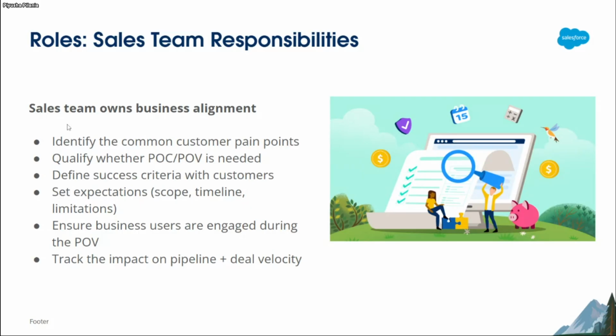And lastly, it helps track the impact on pipeline and deal velocity. Without POCs and POVs, when you're having a conversation with your customers, you might have 10 conversations and you'll be able to win maybe one or two, because you're not able to build trust with your customers directly, as you can only make promises, but there's nothing tangible which they can see.